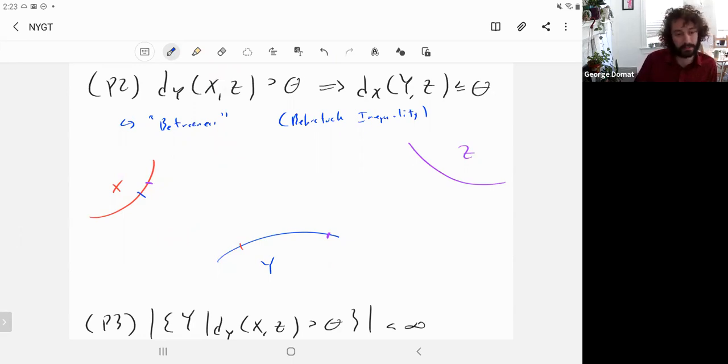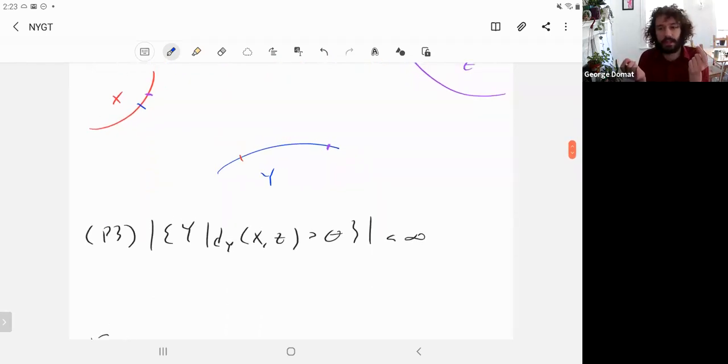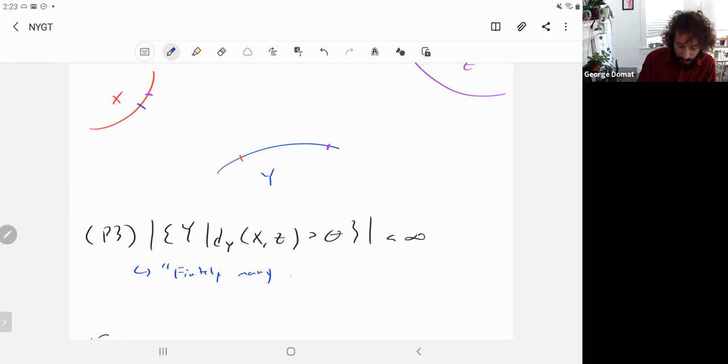Great, and then there's one more axiom. This says that if you pick any two, x and z, and you count the number of y's that are between x and z, meaning you count the number of things that measure a large distance between them, this has to be finite. So this is telling you there's only finitely many points between any two. And this is good because we want to define a graph structure, so you don't want things infinitely far apart. Great. Any questions on these?